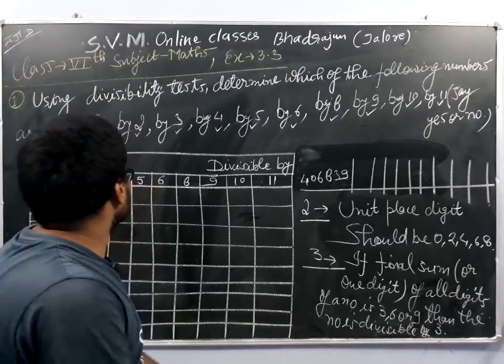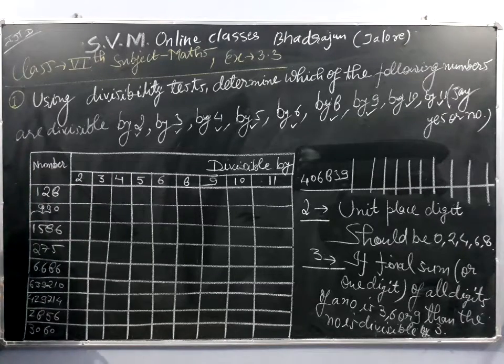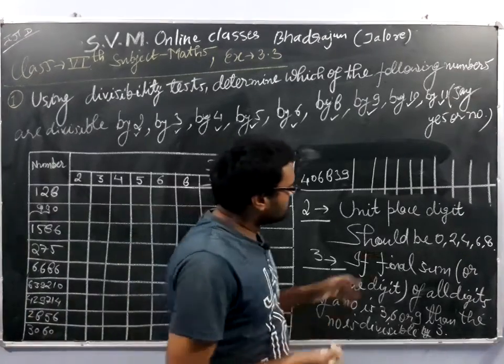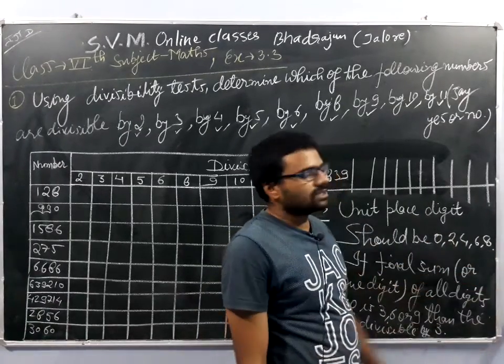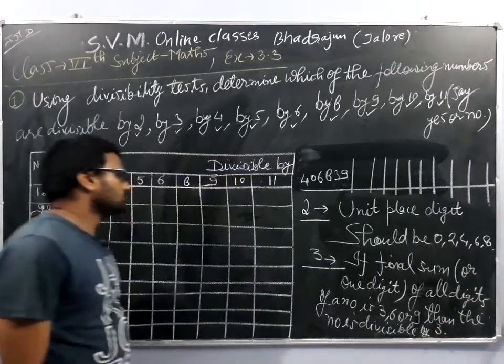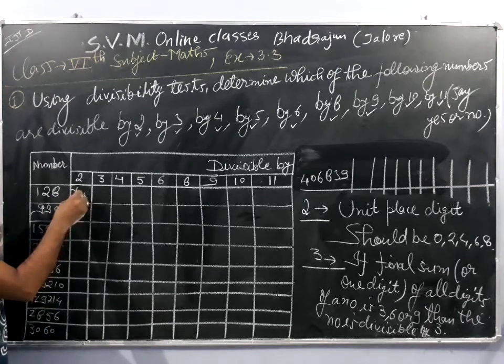Now we will first check all the numbers, whether they are divisible by 2 and 3 or not. Okay, so let us start with our first number, that is 128, and here we are seeing unit place digit 8, and in our rule, if 8 is the unit place digit of any number, then the number must be divisible by 2, hence this number is divisible by 2. So our response is yes.